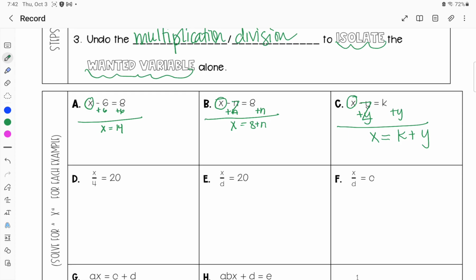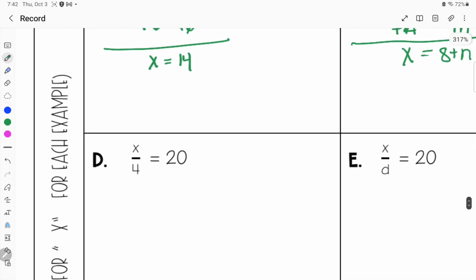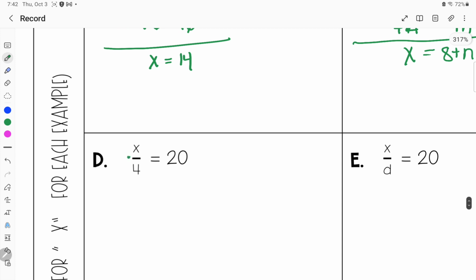Same thing, let's look at D. Our goal is to get x all alone. So right now, I have x being divided by 4. So the opposite of dividing by 4 is timesing by 4. This will give me 1, and then I'm going to times this side by 4, leaving me with x equals 80. Again, x is alone, x is on this side, anything else is on the other.